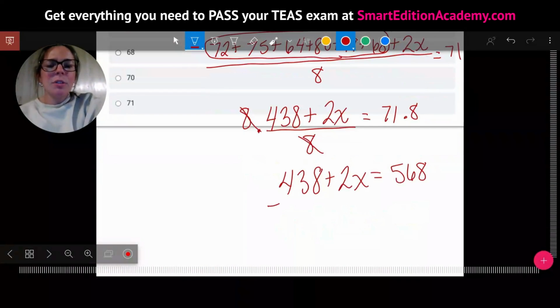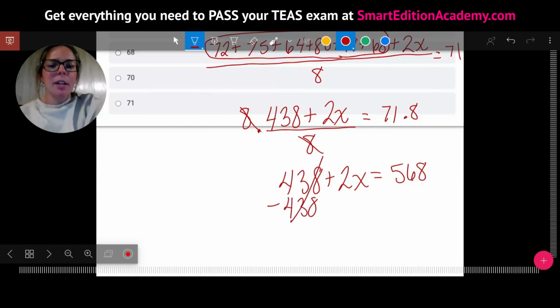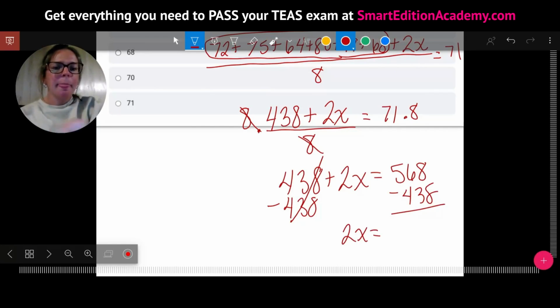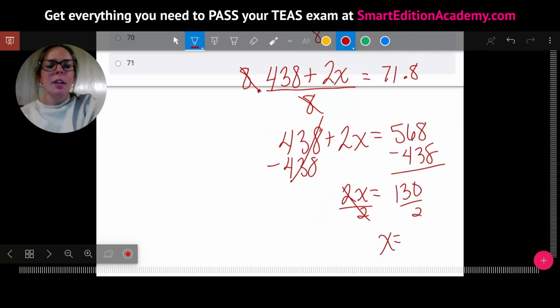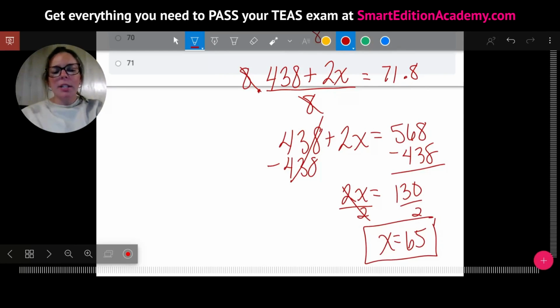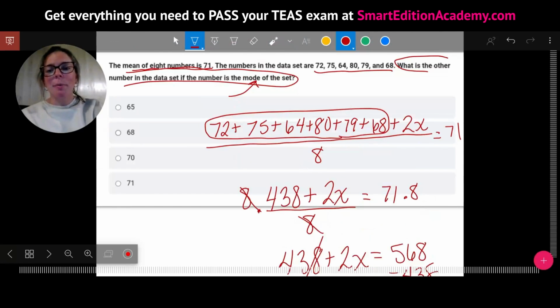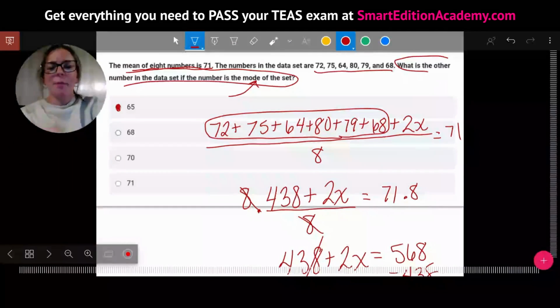So now I'm just using my algebra skills to get x by itself, subtracting 438 from both sides to get it to cancel out. I get 2x equals 130. When I divide by 2, I get x equals 65. So what this tells me is the missing number is 65. And I also know that it's going to happen twice since it's the mode. So what is the missing number in the data set? It has to be 65.